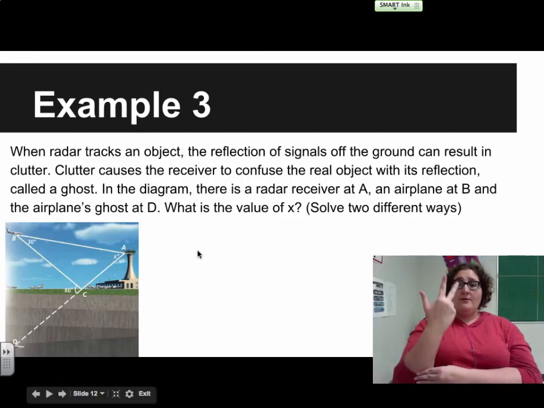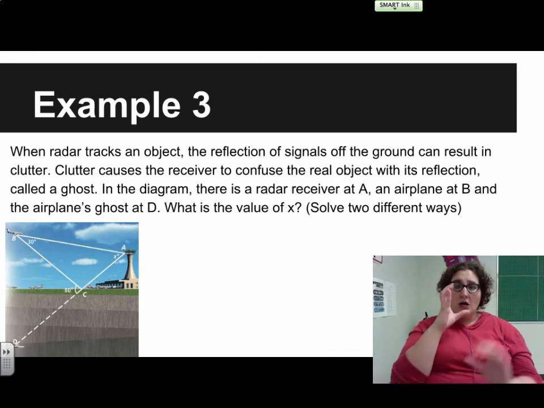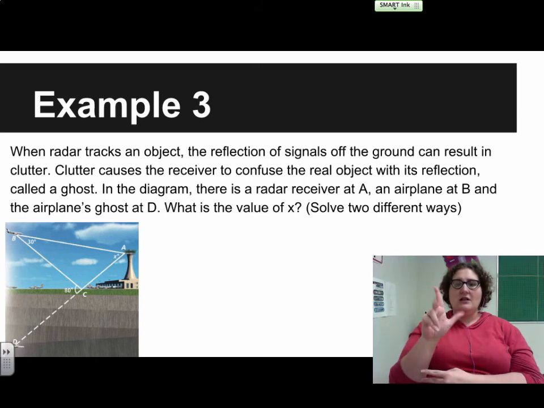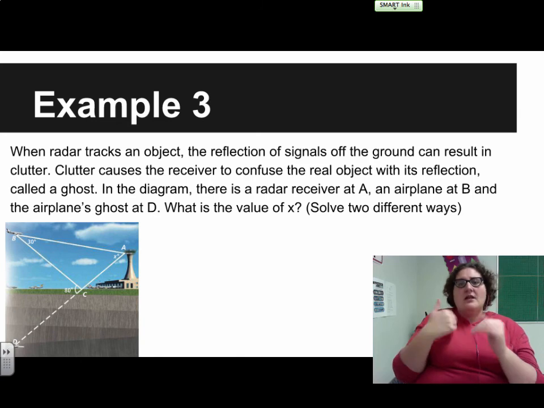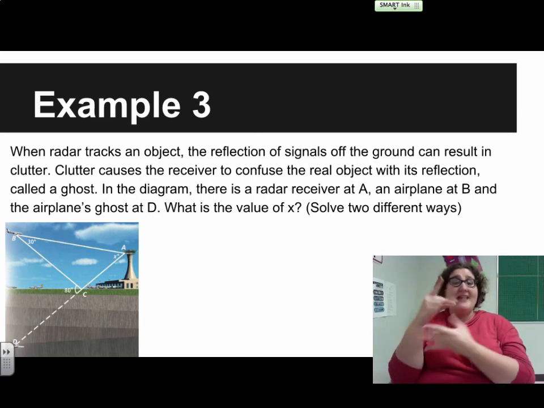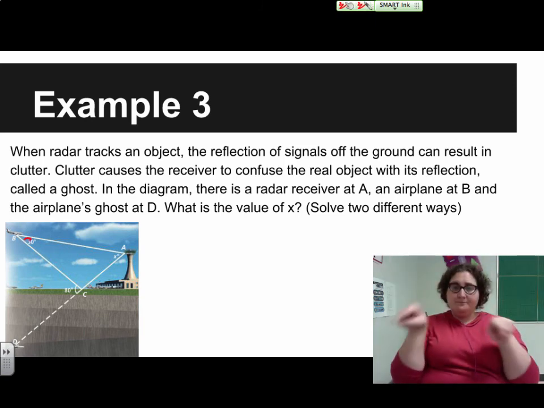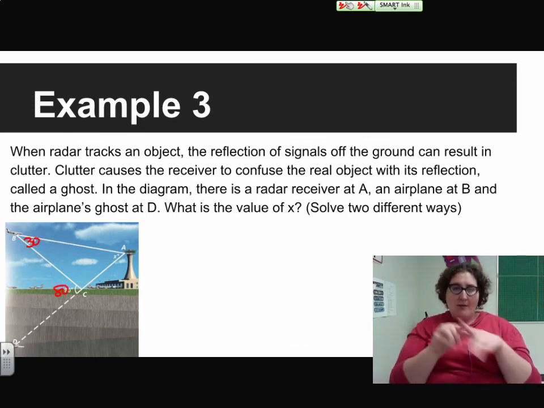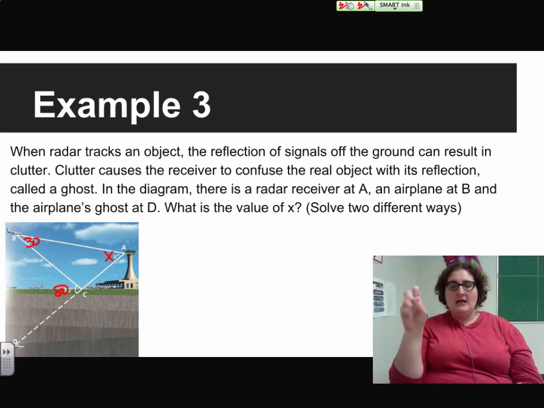Okay, example 3 says when a radar tracks an object, the reflection signals off the ground can result in clutter. Clutter causes the receiver to confuse the real object with its reflection, called a ghost. In the diagram, there's a radar receiver at A and a plane at B, and the plane's ghost at D. What is the value of X? Solve 2 different ways. Okay, so they're giving us a triangle. They're telling me that this is 30 degrees, this is 80 because it probably didn't show up on your paper very well, and this is X. Okay, so they want us to find X.